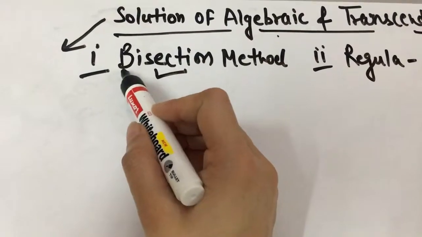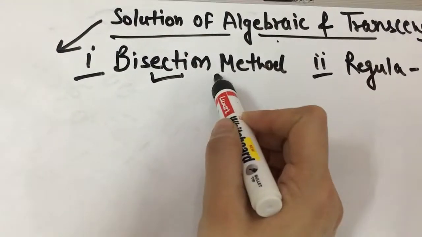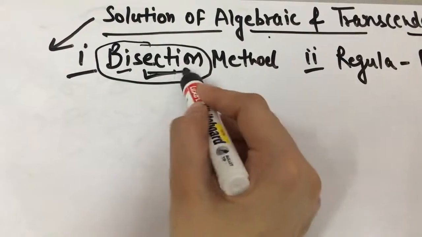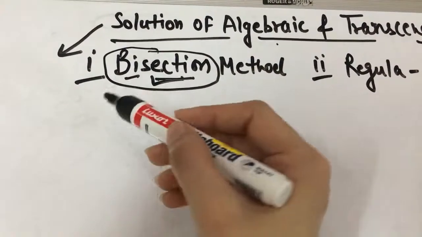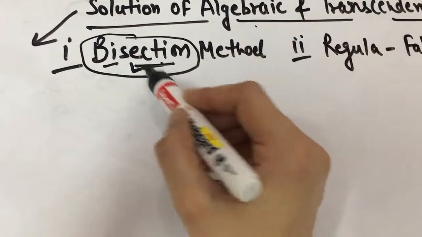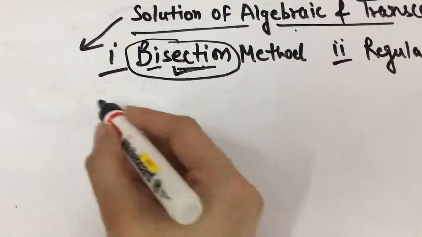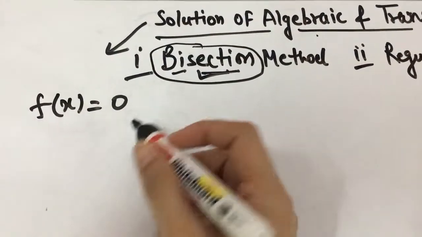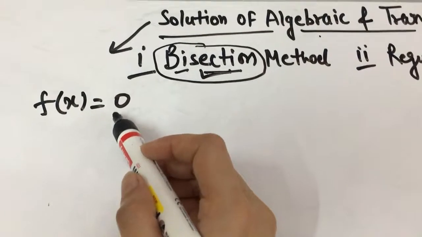So this method's name is bisection method, as its name sounds, bisection. That means it divides in sections. So let's see how this method works. Suppose I have an equation f(x) equal to 0 and I need to solve this equation.